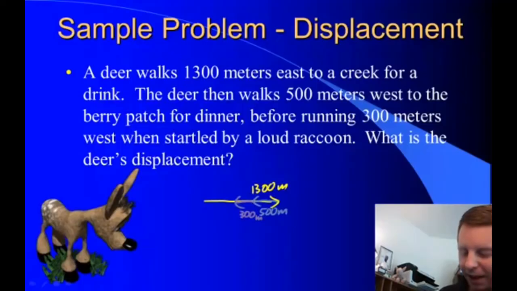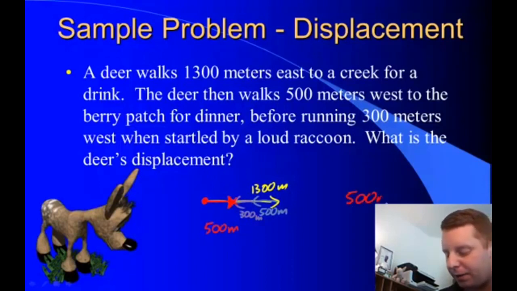Well, to find that out, we go from our starting point, our origin, to our ending point and draw a straight line from start to finish. That red arrow is our displacement vector. The length or magnitude of that displacement vector, if we went 1,300 meters east, then 500 west, then 300 meters west, must be a total of 500 meters. So our displacement vector must be 500 meters east.